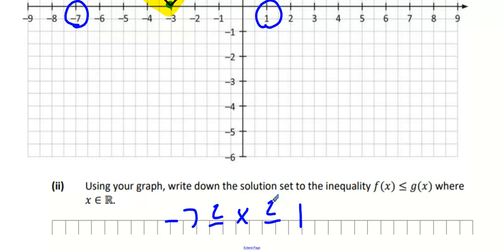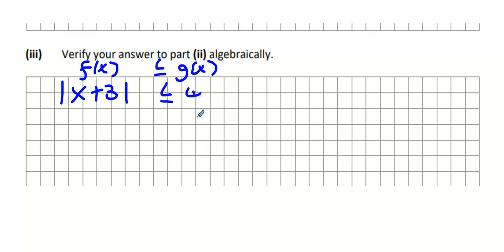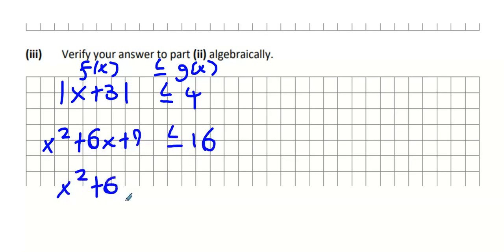Done. Okay, next one. Verify this answer using algebra. It was the absolute value of x plus 3, wasn't it? So that is f of x. It has to be less than or equal to g of x, which is 4. Two ways of doing this. Squaring both sides is the safe way, isn't it? What happens when you square both sides? X squared plus 6x plus 9 less than or equal to 16. X squared plus 6x, it's that -7, isn't it?